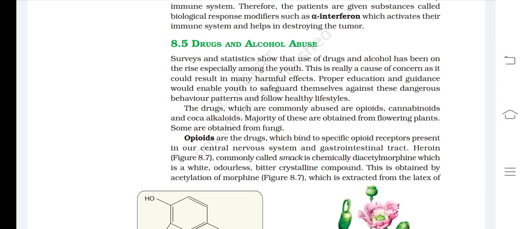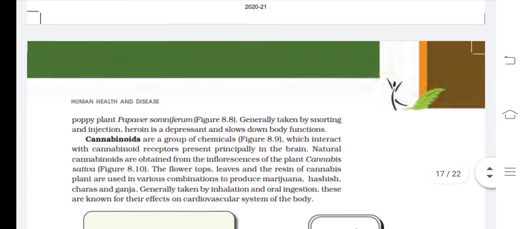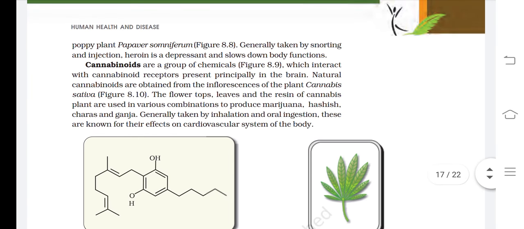Heroin, commonly called smack, is chemically diacetyl morphine, which is a white, odorless, bitter crystalline compound. This is obtained by acetylation of morphine, which is extracted from the latex of poppy plant Papaver somniferum, generally taken by snorting and injection. Heroin is a depressant and slows down body functions.